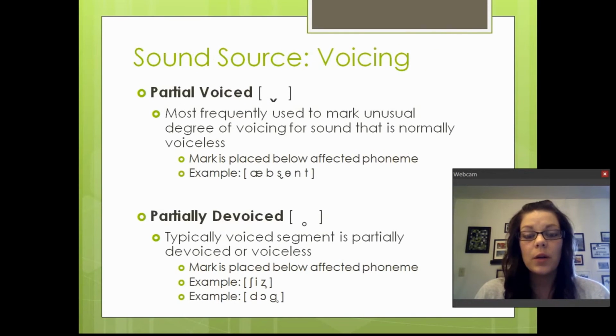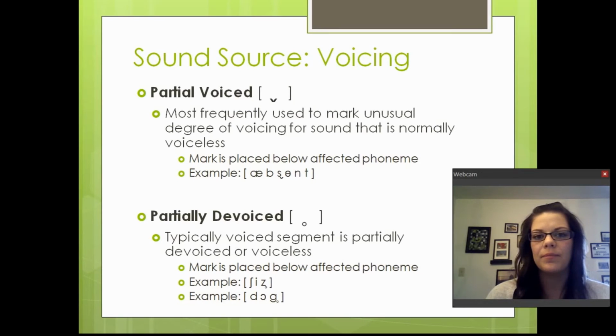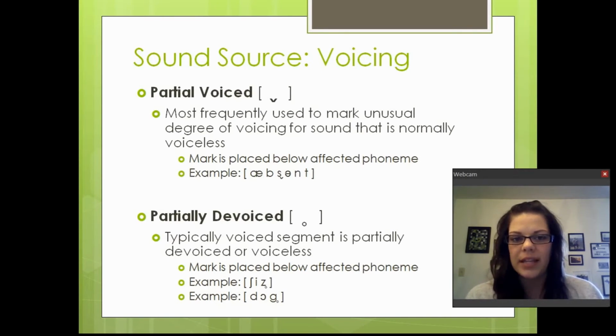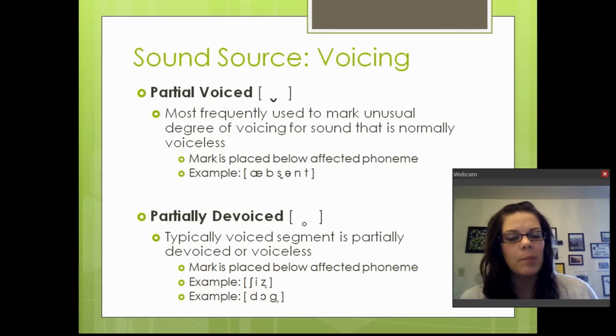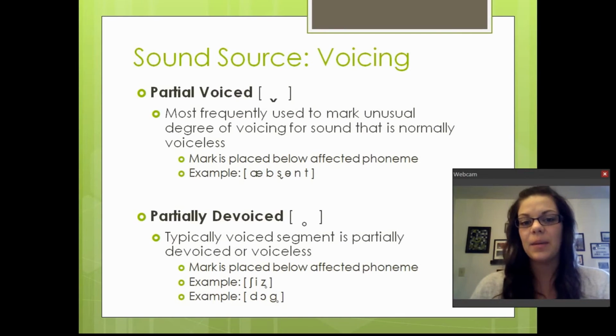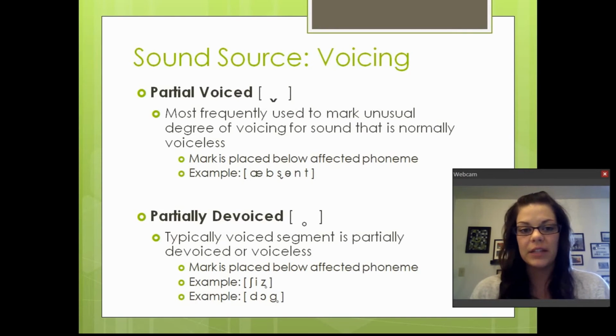For sound source, including voicing, we have partially voiced. So that's going to be voicing a consonant that typically is not voiced. If we're using the S, like in the word absent and absurd, we typically do this. So we've added a little bit of voicing to that S. It's not a Z, but it's not a devoiced S either. It's kind of somewhere in the middle. So then we would show that diacritic that's going to be placed below the S, or the affected phoneme.